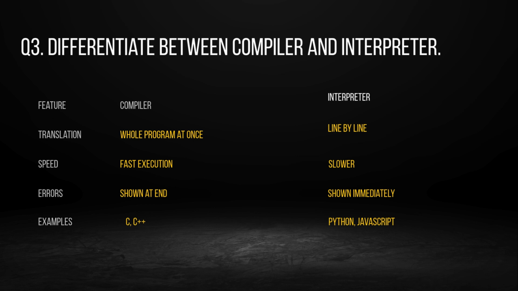This is an exam favorite. That is, compiler is fast, but shows errors later. Interpreter is slow, but errors are shown immediately. Always write differences in tabular form with examples.